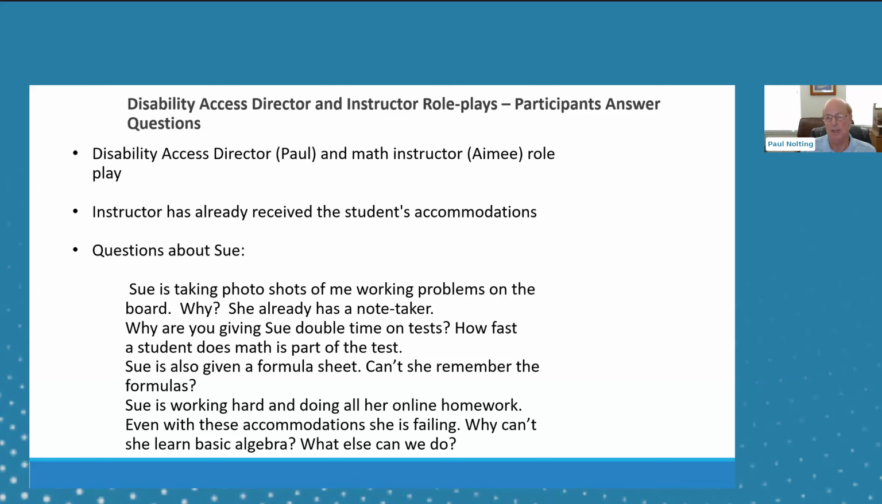And basically, also they have a processing speed problem. They can't write the notes fast enough. So that's one of the reasons why we do that.